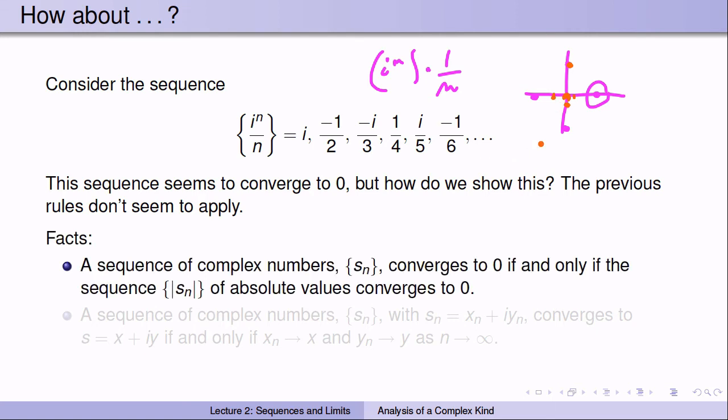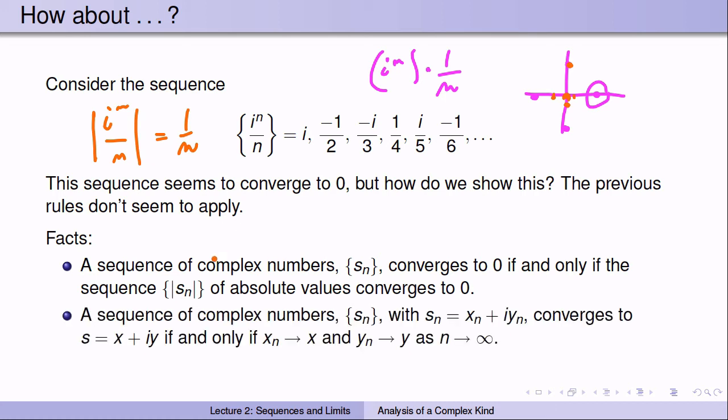Here are some additional facts. A sequence of complex numbers converges to 0 if and only if the sequence of absolute values converges to 0. Well, if we can take absolute values here, we're golden. For i to the n over n, the absolute value of i to the n is just 1. So it becomes the sequence 1 over n, and we know that converges to 0. So that's one way to show that the sequence converges to 0. This only works for convergence to 0, however. The sequence of absolute values converging is not enough for convergence of the sequence to some other number. It only works at 0.